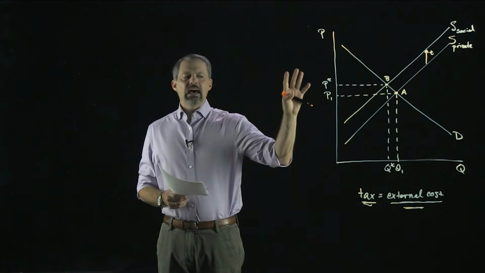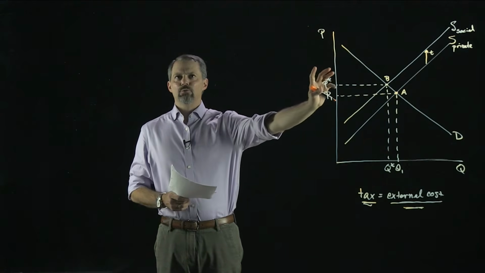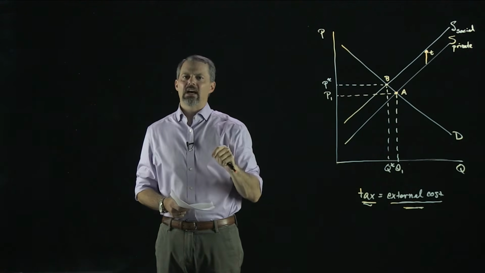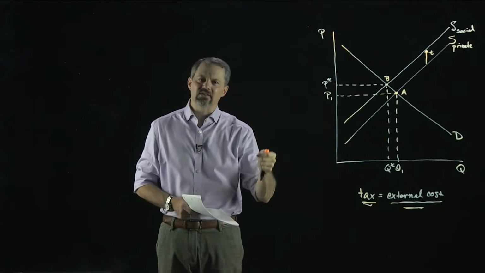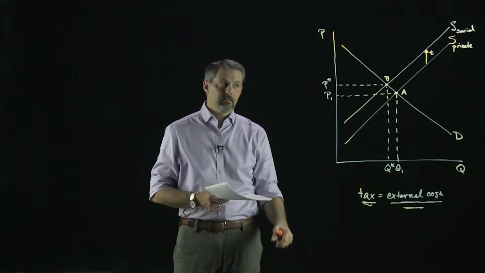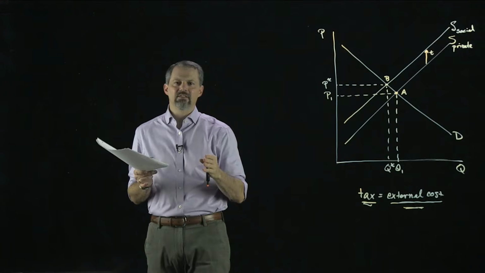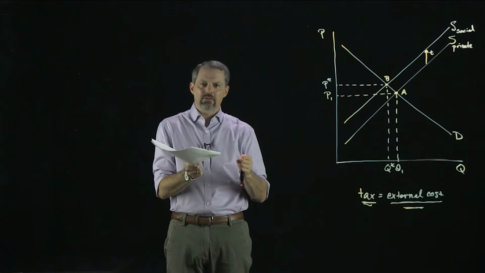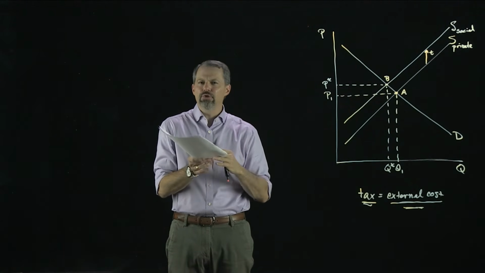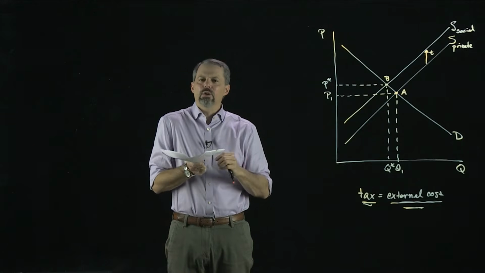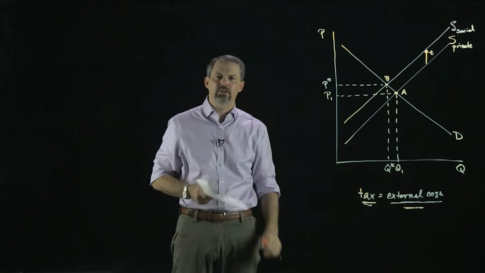If we wanted to have a similar remedy for a positive externality, instead of a tax, we would need a subsidy. Because we know that with a positive externality, too little of the good is bought and sold, too little of the good is produced, so we would need a subsidy to increase production of that good.